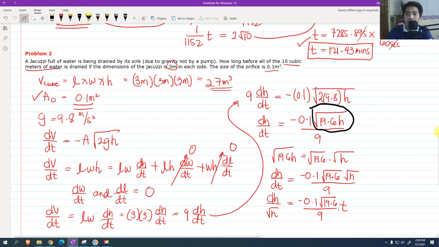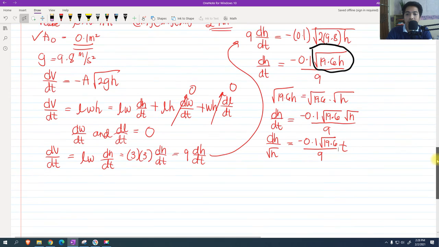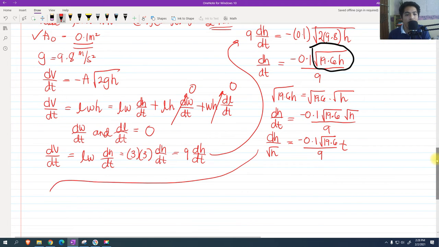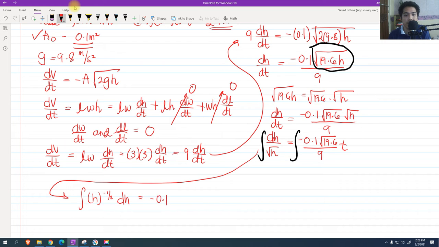And hence, we have arrived at a differential equation solvable by variable separable. If I'm going to integrate both sides, as usual, I have h here raised to negative 1/2, just like the same formula a while ago, and I can factor out the constant outside of the integral so that I can freely evaluate the integral of dt.